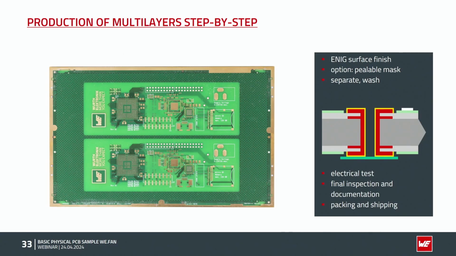So now it's nickel and gold on it, and afterwards there's an option of maybe a peelable mask. Then we have to separate it, milling or regrooving, washing, electrical testing, final inspection and documentation, packing, and finally shipping of your boards. So this is the production of a multilayer step by step.